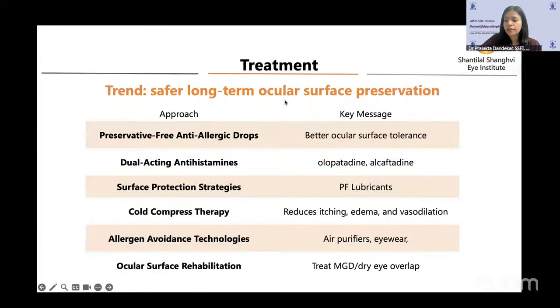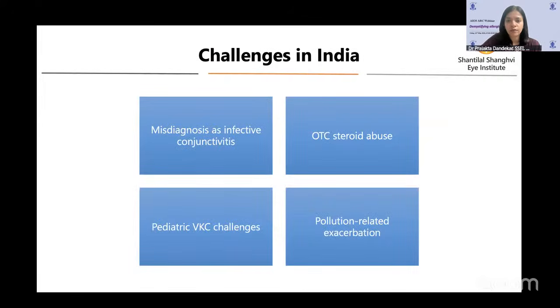The other treatment options, other than the normal preservative-free eye drops, could be olopatadine and alcaftadine, which is a dual-acting antihistaminic. There could be surface protection strategies, so mostly it is about managing the ocular surface. There could be cold compresses, air purifiers, eye wear, and also treatment of the dry eye component. The challenges which we find in India are misdiagnosis as infective conjunctivitis, over-the-counter use of steroid eye drops, pediatric VKC challenges, and pollution-related exacerbation.